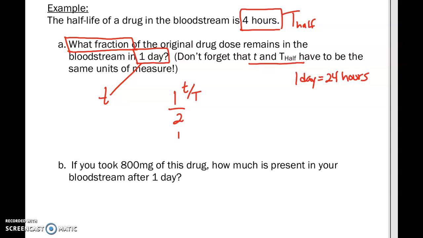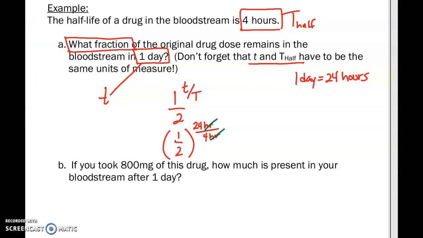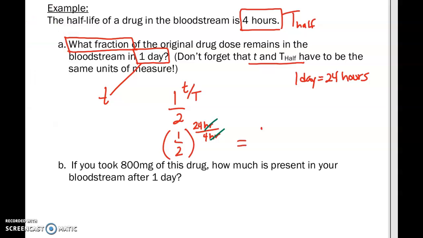And let's put the 24 hours. And I'm showing you the units here because I want to show you what's happening with those units. You have to have them in the same units so that they cancel out. And so this would end up being, I would rewrite it as 1/2 to the 6th power.